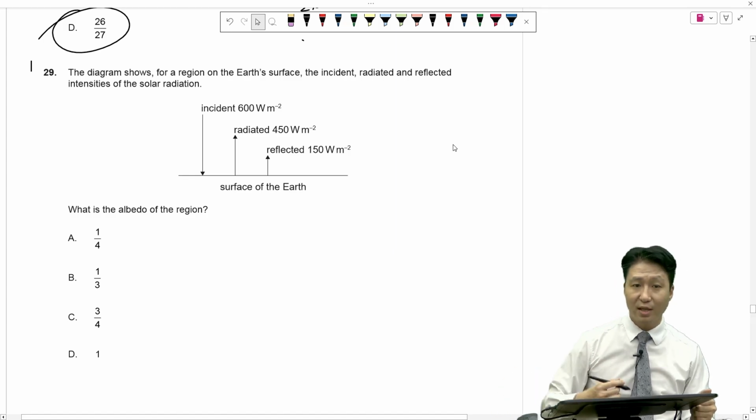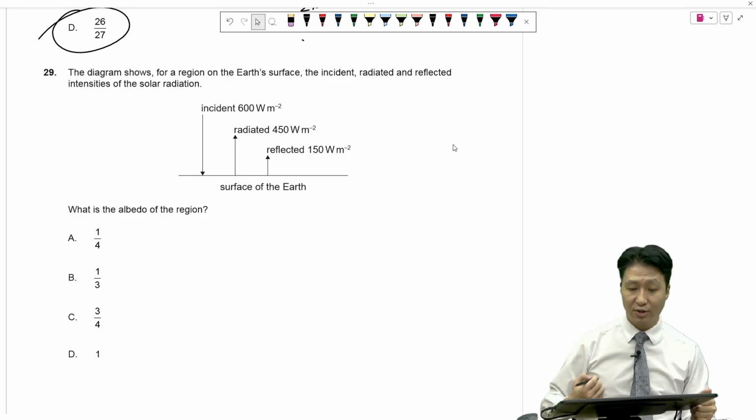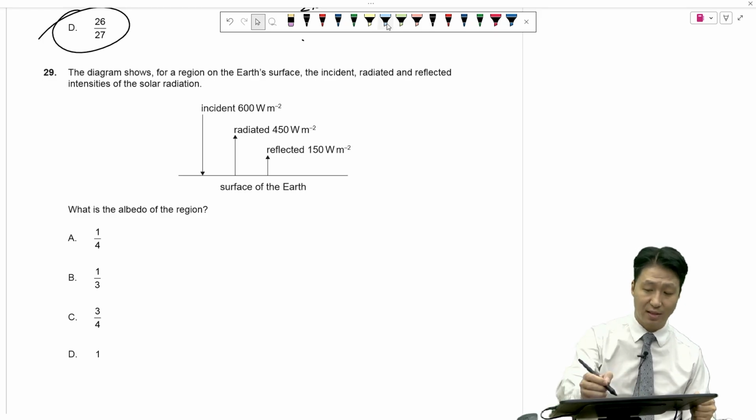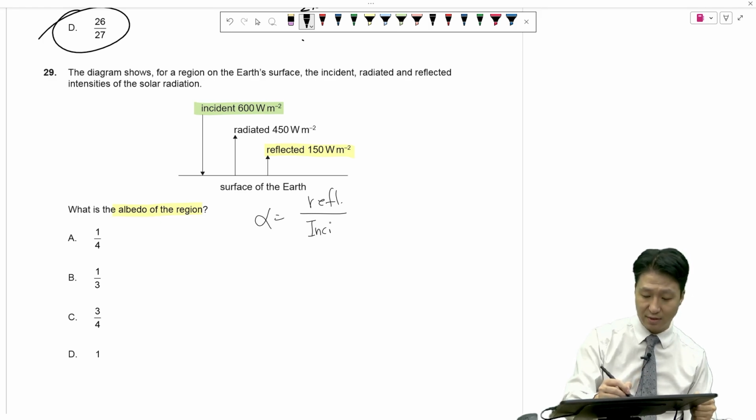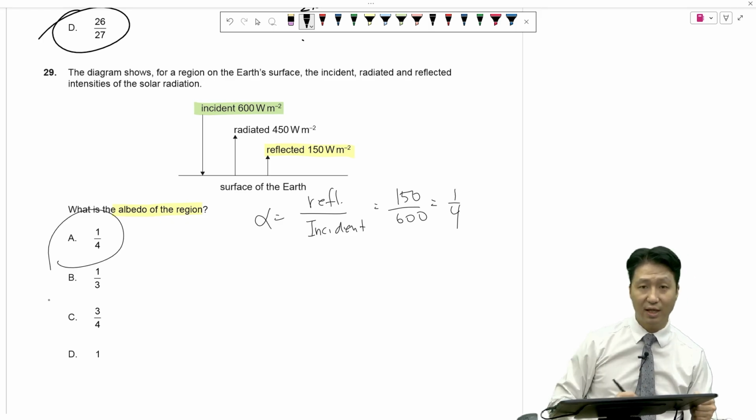Number 29. The diagram shows for a region on the Earth's surface the incident, radiated, and reflected intensities of the solar radiation. What is the albedo for the region? Albedo only considers the reflected amount of energy or intensity and the incident intensity, and is defined as being equal to the reflected over the incident, which would be 150 divided by 600, which is exactly 1/4. The answer is A.